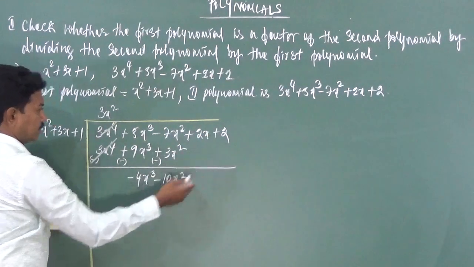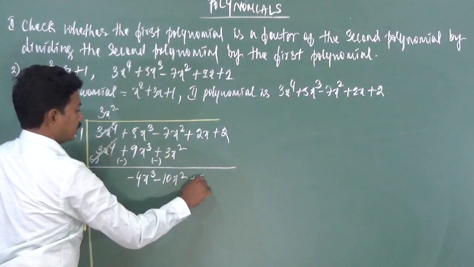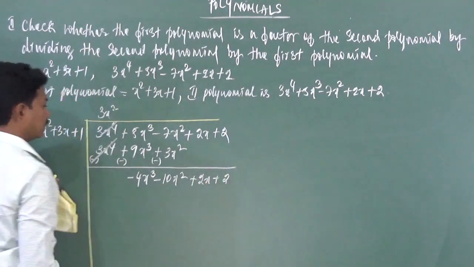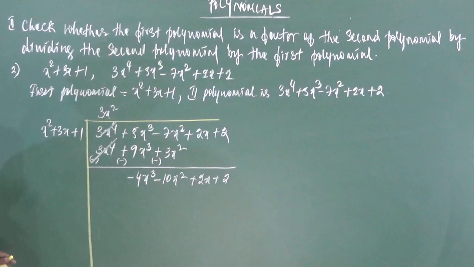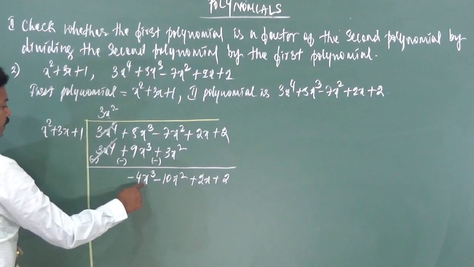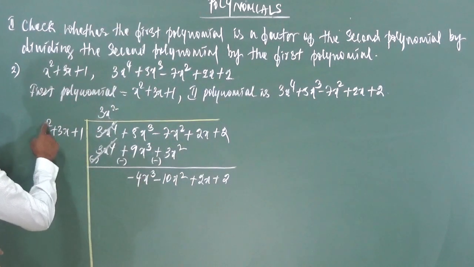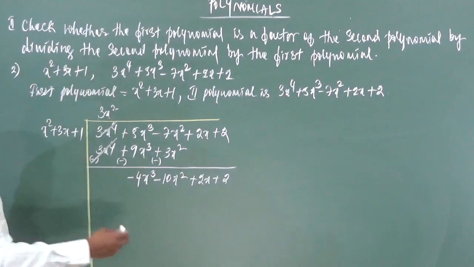So we will take the two terms below, so plus 2x plus 2. So these are the things. So this is the remainder what we have got. So here you can see the degree of the remainder is more than the degree of the divisor. So therefore we can continue the process of division.